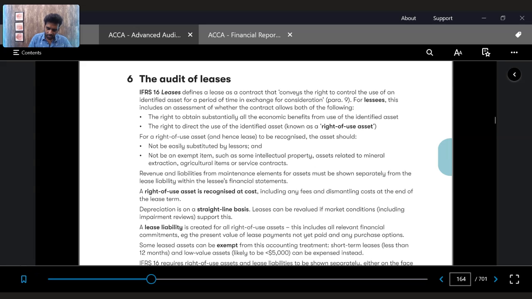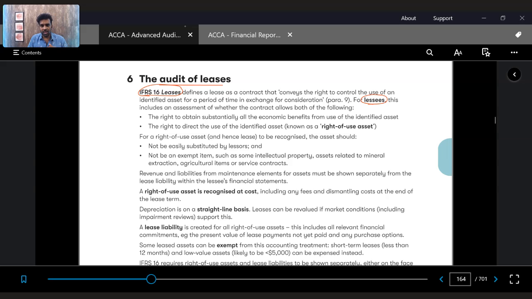So the next topic that we are going to learn is audit of leases. In this topic, we are going to specifically learn about IFRS 16 leases, which is specifically created for the lessee accounting, and how we are going to audit the lessee accounting as well as the lessor accounting. But the complication is more for the lessees rather than the lessor. So your focus will be majorly on the standard IFRS 16.